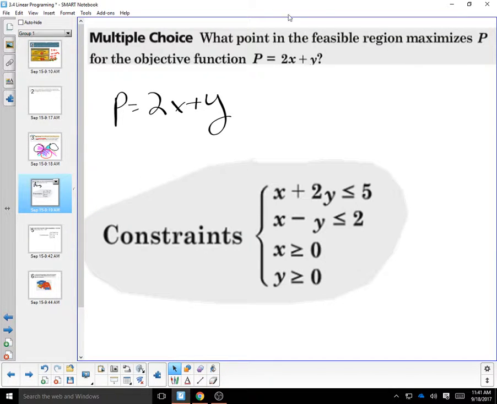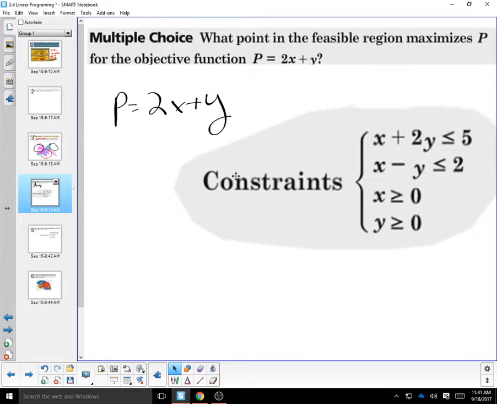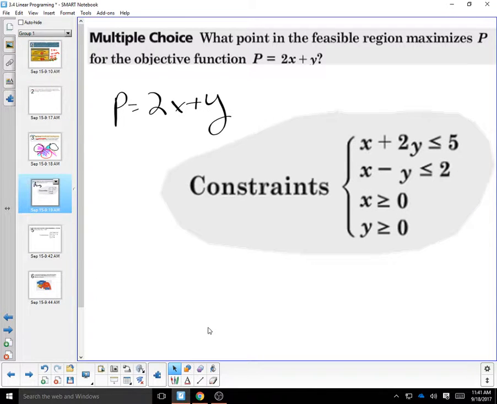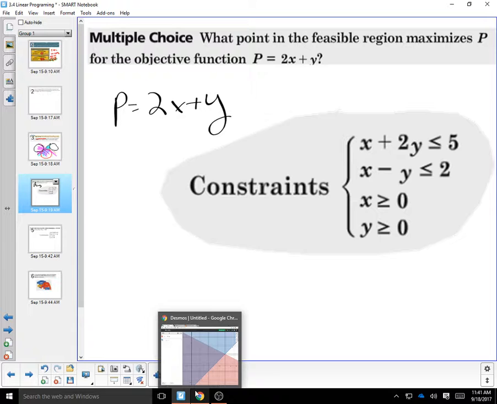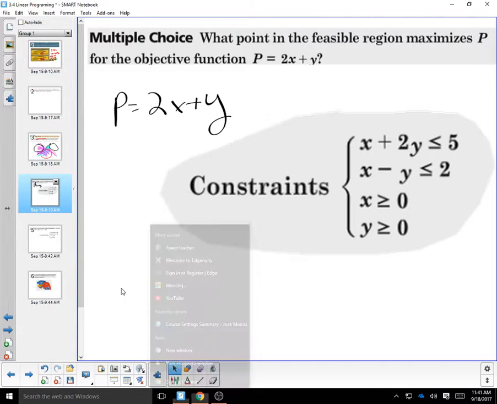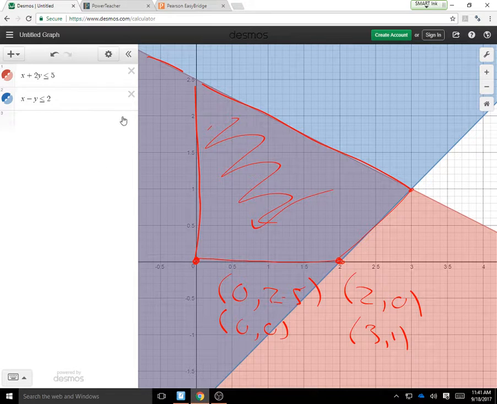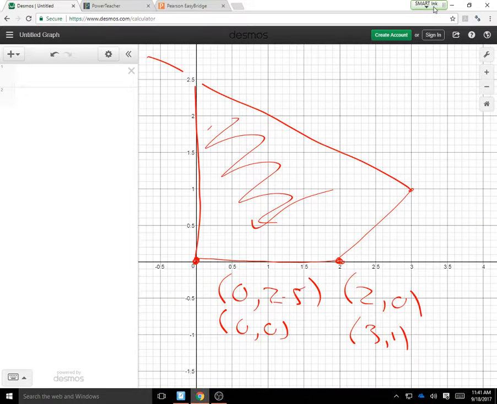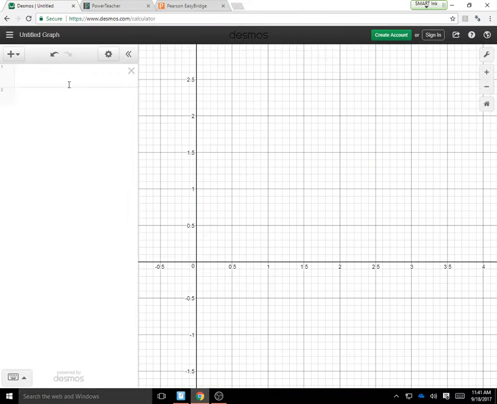So here's what I'm going to do. I'm going to graph this, and I'm going to find that feasible region where I'm kind of making money. So I'm going to use Desmos. That's probably the easiest thing to do. Let's close this, get rid of that, get rid of some ink here. So here's what you've got for Desmos.